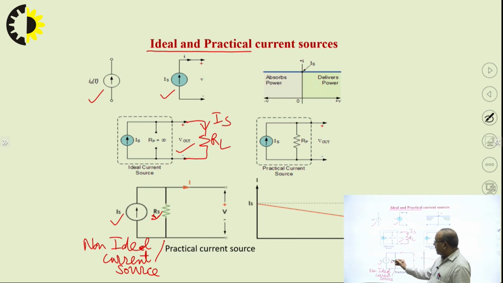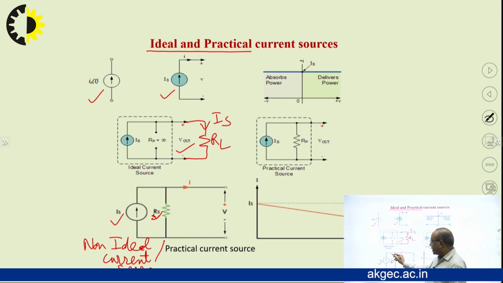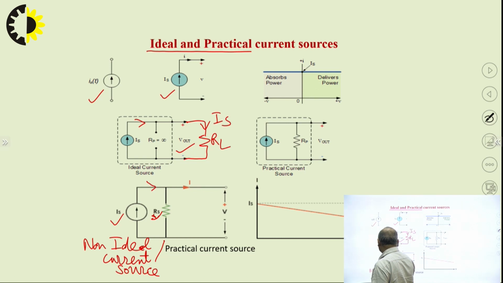This arrow represents the direction of current passing in this circuit. Similarly, in this case also, this is the direction of current. But in case of the non-ideal or practical current source, the internal resistance is a finite value rather than infinite, which was the case for the ideal current source, and this resistance is connected in parallel to the current source. So, on account of this, what happens? Now the current is divided in two different branches.